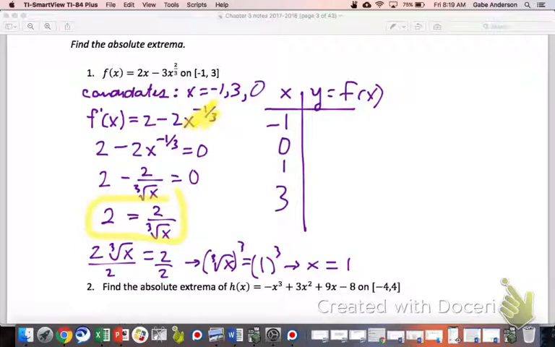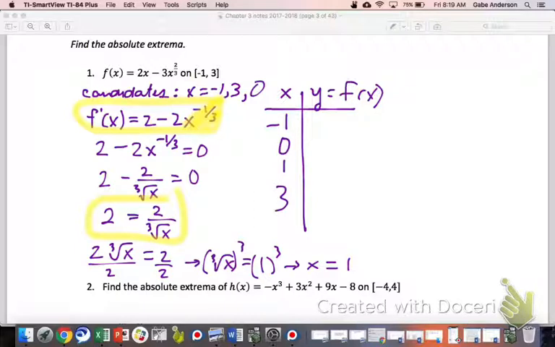Jake, your question. Can you explain a little bit again how you found 0 as a candidate? It comes down to this. When you get to this first step, when you find f prime, so you just did the power rule or some other derivative rule, always stop and ask yourself, is there any x value that would make this f prime or h prime or whatever it is not exist?